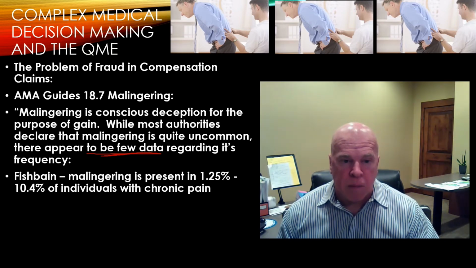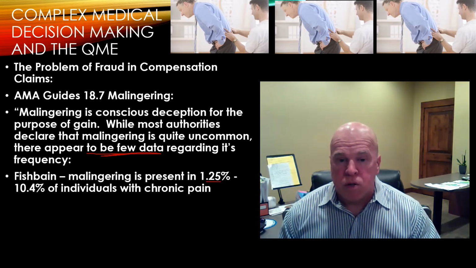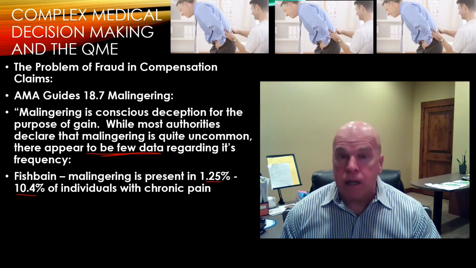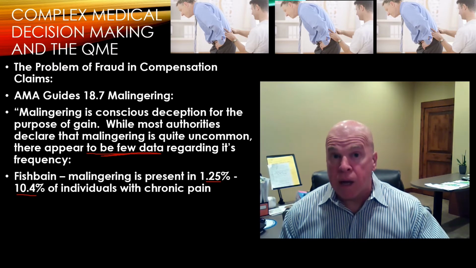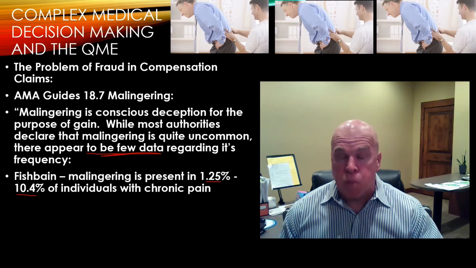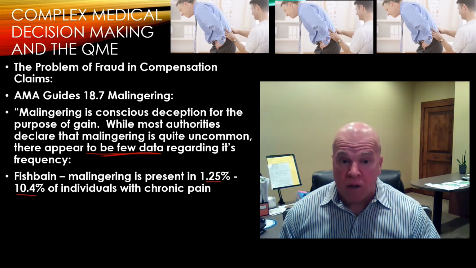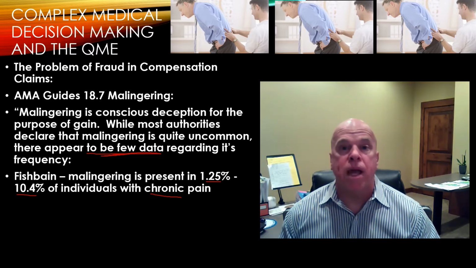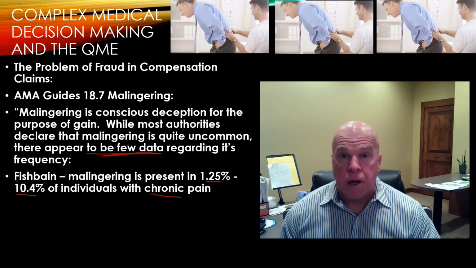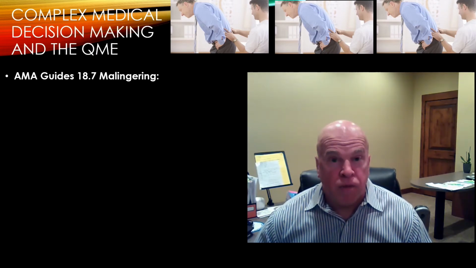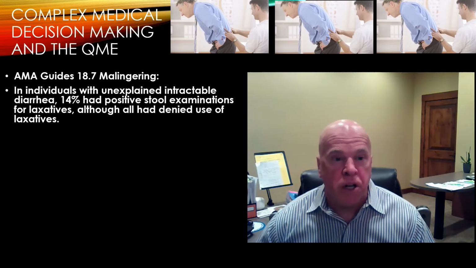So Fishbane claimed that malingering is present in a small percentage of cases, 1.25% to approximately 10%, in those individuals with chronic pain. So let me ask you, are injured workers in the workers' compensation system likely to complain of chronic pain? Isn't chronic pain the type of pain being claimed by an injured worker alleging a post-employment cumulative trauma type of claim? They're claiming chronic pain. So there's a certain percentage of those, according to Fishbane, that are going to be engaged in some degree of malingering. Then the AMA guides go on to discuss several other studies that describe the frequency of malingering in compensation claims. So let's review these studies one at a time.